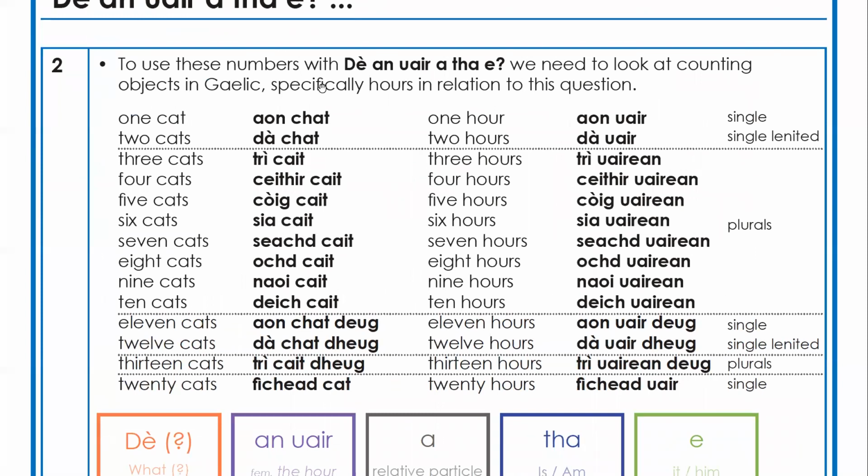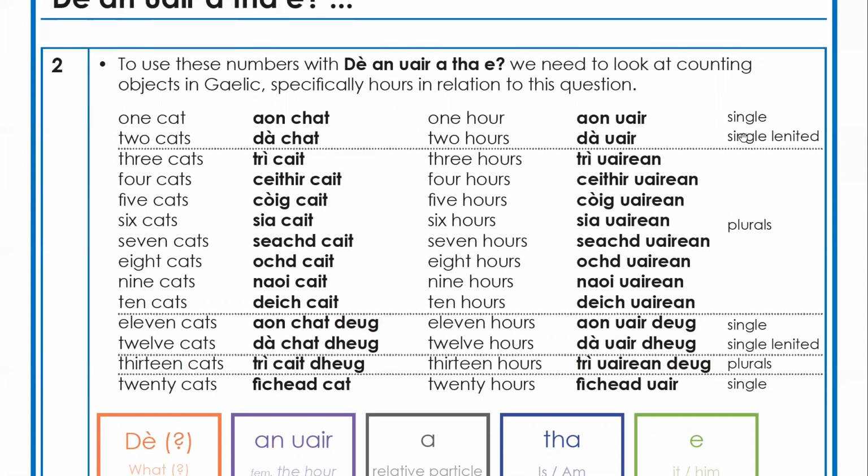So to use these numbers, we need to look at counting things in Gaelic, which has a couple of differences to counting things in English. So we've got two examples here. In this list we're counting cats, and in this list we're counting hours, which is the one that's going to be relevant to the question.